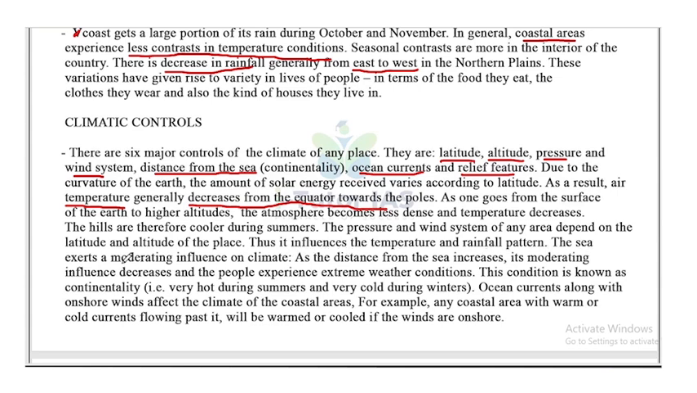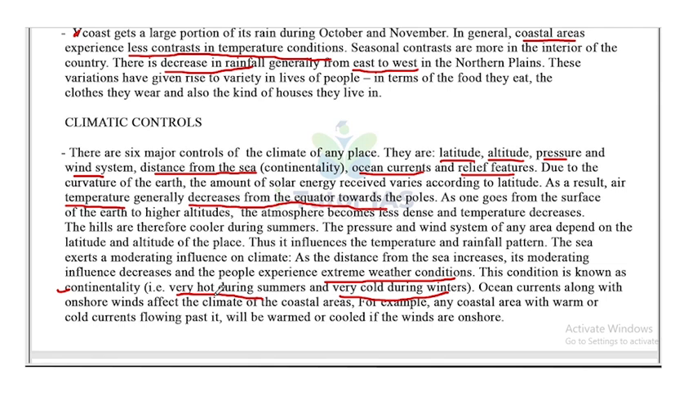The sea exerts a moderating influence on climate. As the distance from the sea increases, its moderating influence decreases and the people experience extreme weather condition. Okay, so near the coastal region or the sea, the temperature is moderate. But moving away from the coastal region, the temperature is more extreme. This condition is known as continentality. What is continentality? Very hot during summer and very cold during winters.